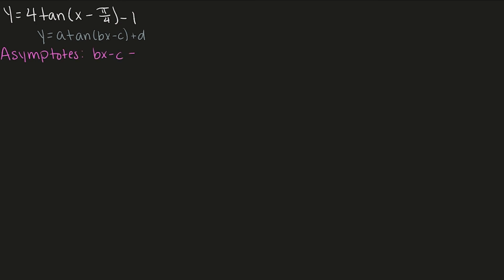Let's take one more example. Y equals 4 tan of x minus pi over 4, minus 1. To find our asymptotes, we'll set x minus pi over 4 equal to pi over 2 and negative pi over 2. So our two asymptotes are x equals 3 pi over 4 and x equals negative pi over 4.